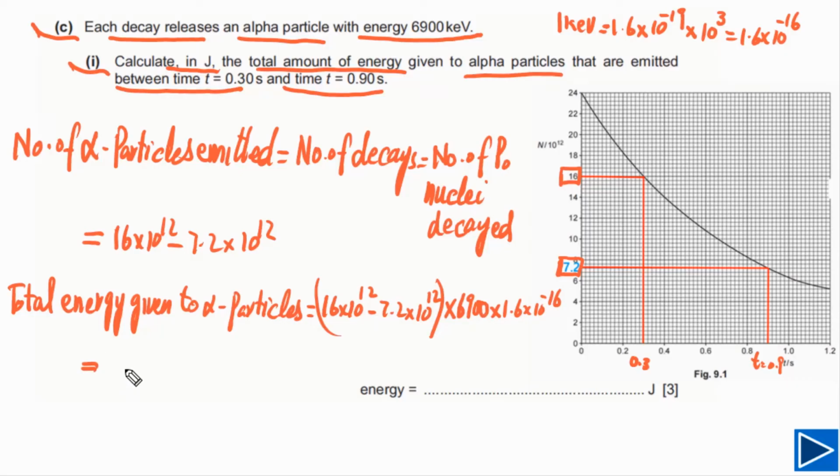So if we multiply this, we can find our final answer. The final answer in this case will be equal to 9.7 joules, and this is the energy given to alpha particles in this number of decays. So this is our final answer. This is a very important point you need to understand. In this case we can say 1 kilo electron volt is equal to 1.6 times 10 to negative 16 joules. So this factor you have to understand.